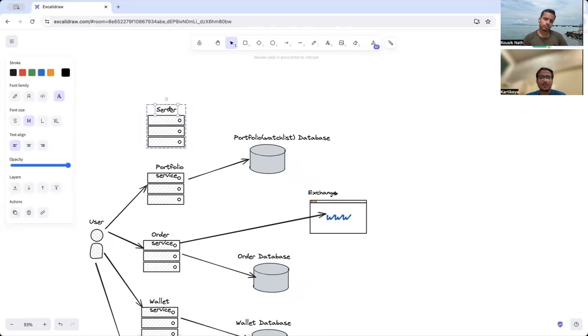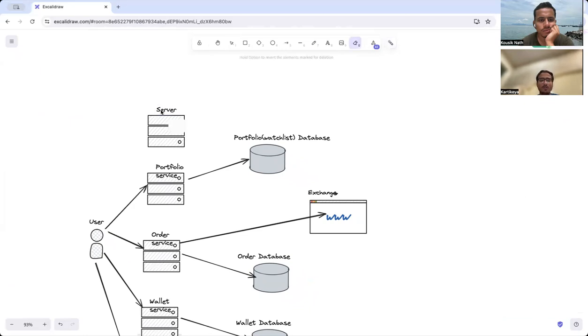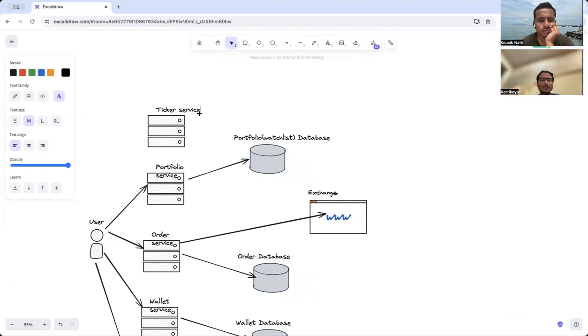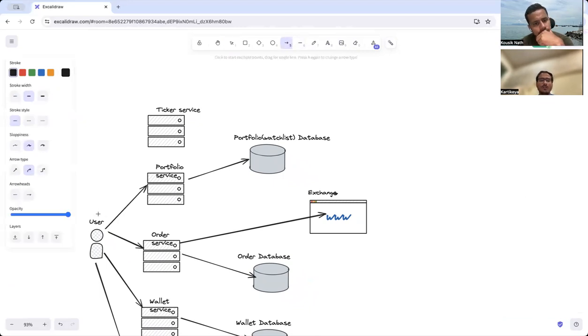Let's assume that the user polls this ticker service to get the latest price. Of course, that can be one way. For simplicity, let's just assume that the user makes a call to the ticker service for a particular stock, asking what the current price is, and the ticker service basically responds with the current price.